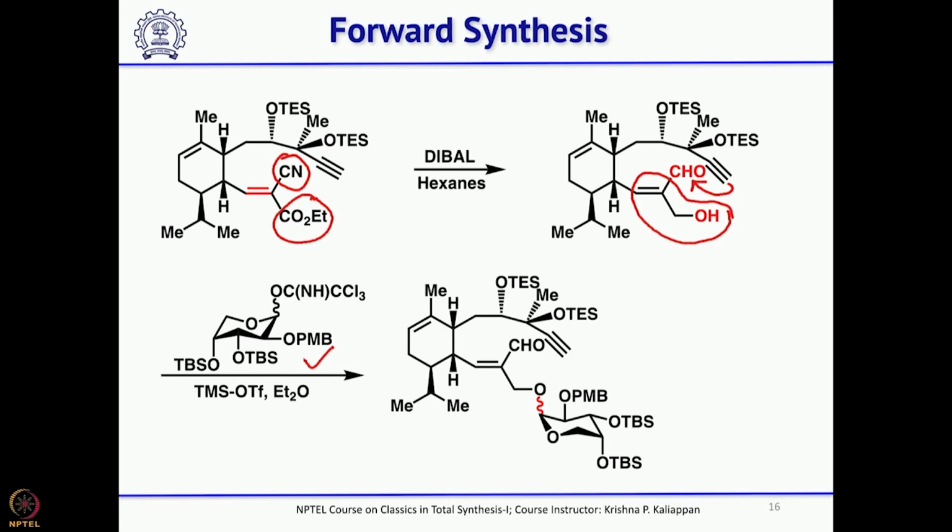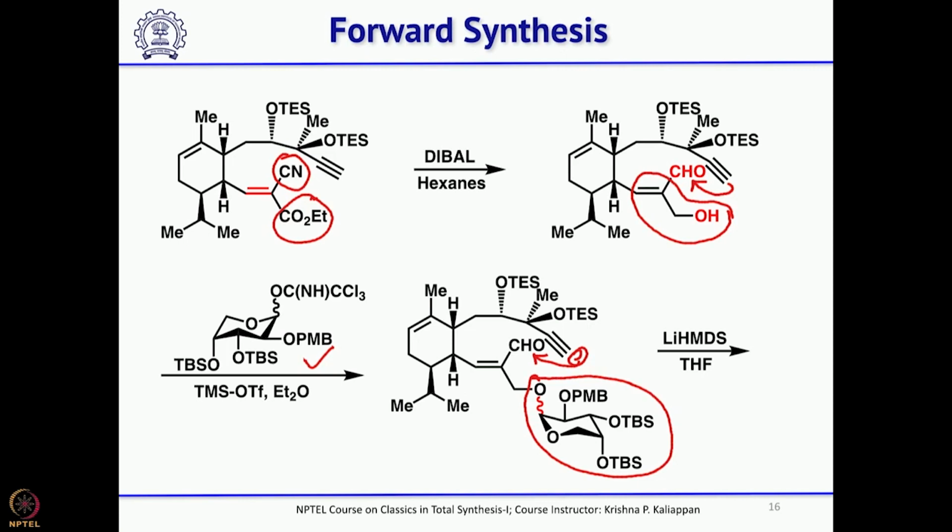So, already made the sugar unit. So, this on treatment with TMS triflate, then you can see the sugar unit was attached to the primary alcohol. Okay. So, now all free hydroxyl groups are protected. If you look at this structure, all the free hydroxyl groups are protected. That paves way for generating anion here and adding to the aldehyde. So, this is easily done by treating with lithium hexamethyl disilazide.